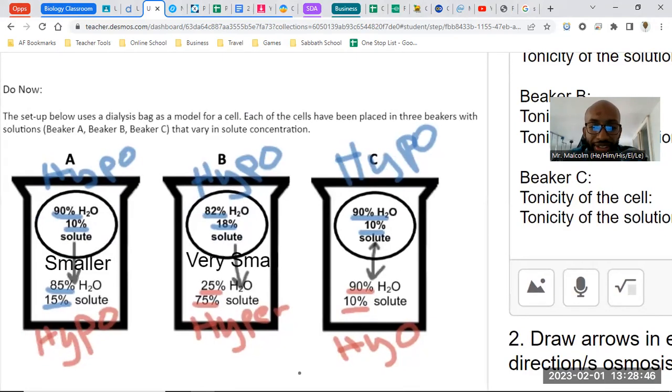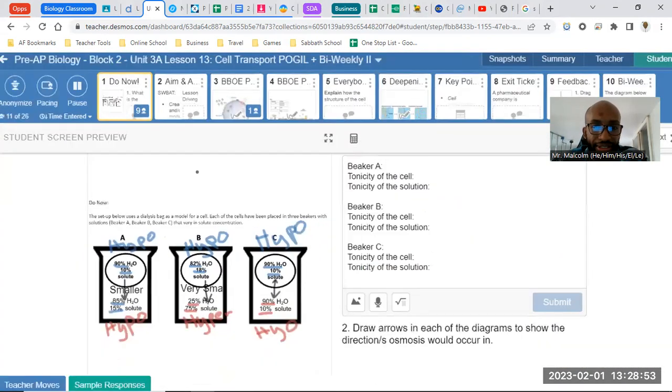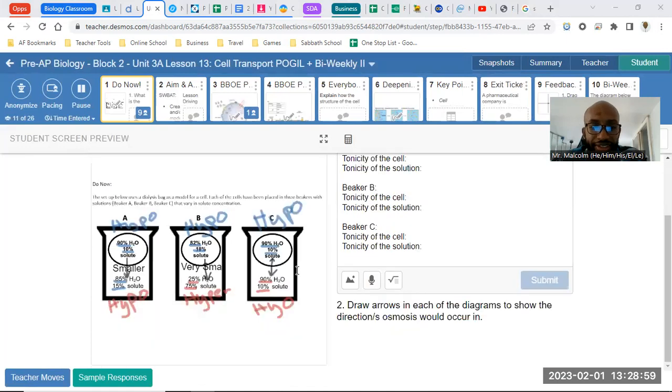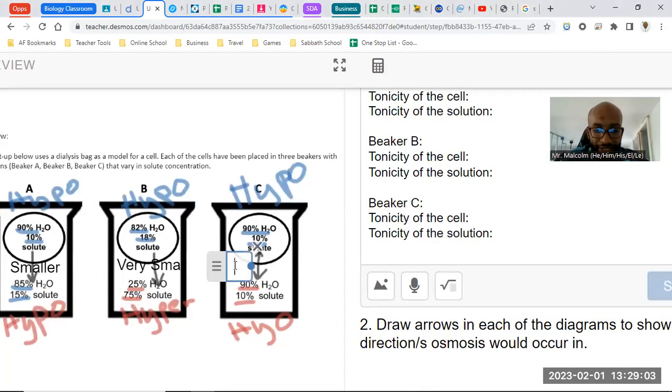So what's going to happen to the size of this thing? Is it going to be smaller or larger? What do you think is going to happen? It will stay the same. Okay. These are going to be the same size. Not much change at all.